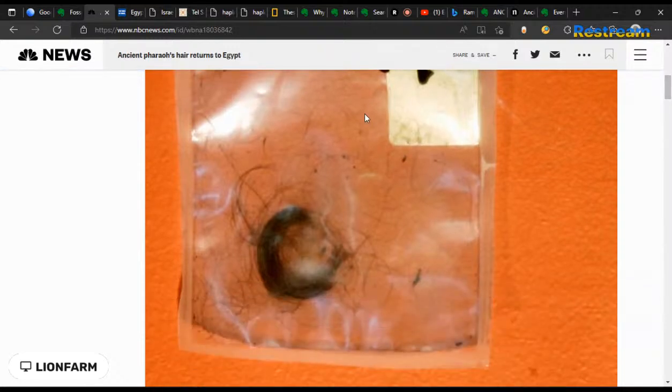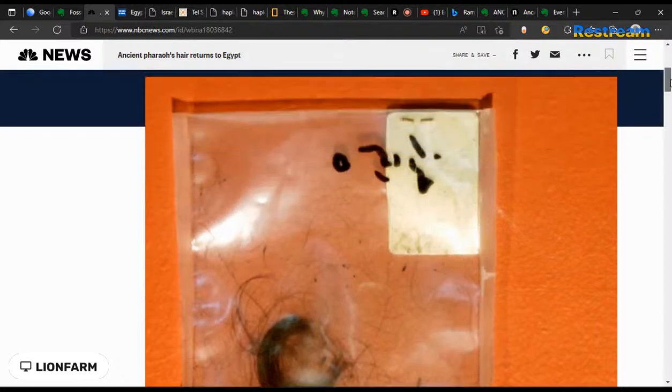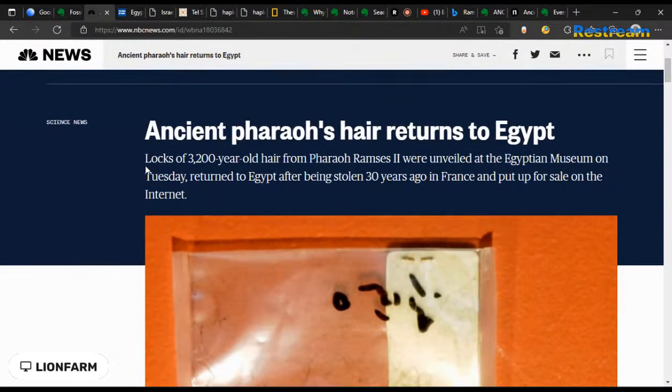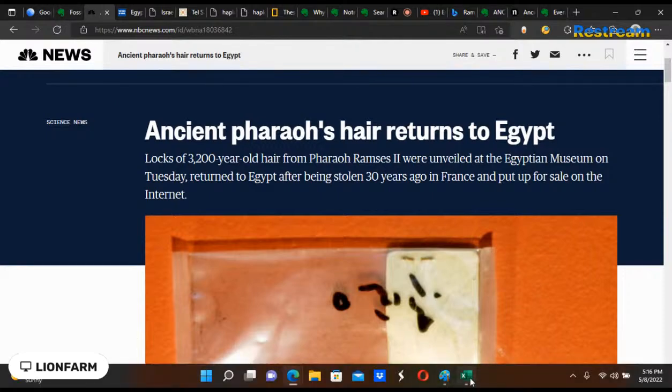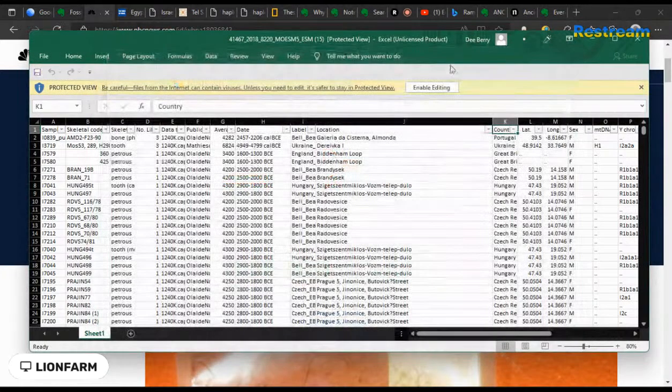They got his hair, so I thought the texture was interesting. It looks kind of orange, and it's kind of thin in texture. But you can see right here, locks of 3,200-year-old hair from Ramses II were unveiled at the Egyptian Museum. It says it was stolen 30 years ago in France and put up for sale on the internet. So very interesting.